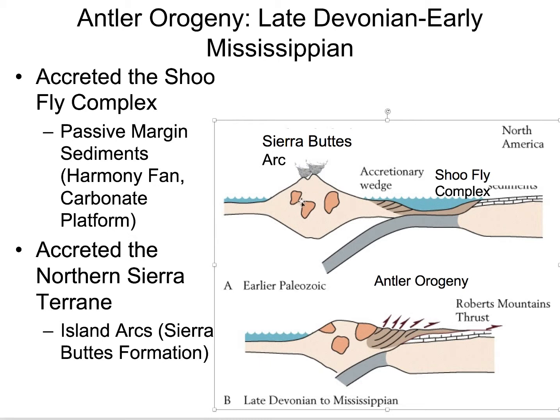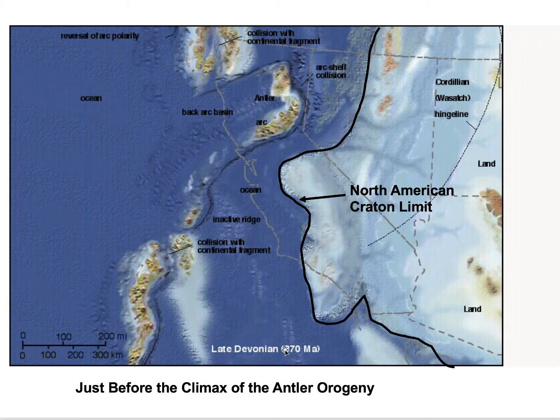We had this island arc thrust onto North America, and the fault where we can find that thrusting event is called the Roberts Mountain Thrust. Sometimes it's called the Roberts Mountain Allochthon. So the Roberts Mountain Thrust documents that thrusting event, that collision between these Sierra Buttes island arcs or Northern Sierra Terrane with North America. And so here's another image showing late Devonian around 370, 360 million years ago.